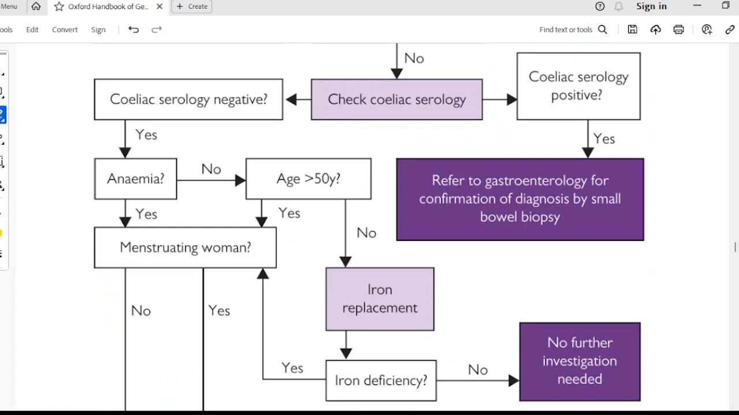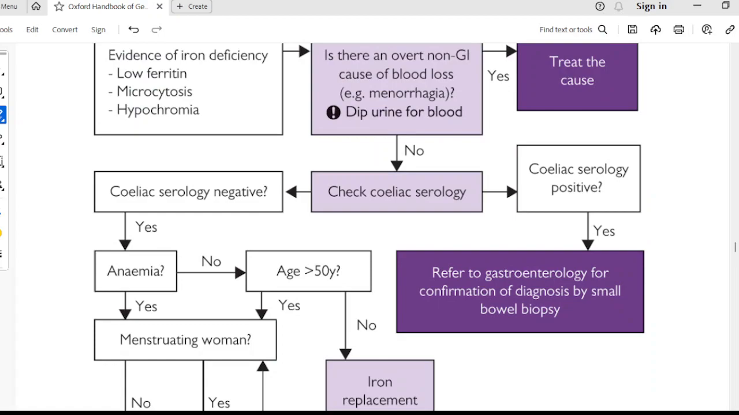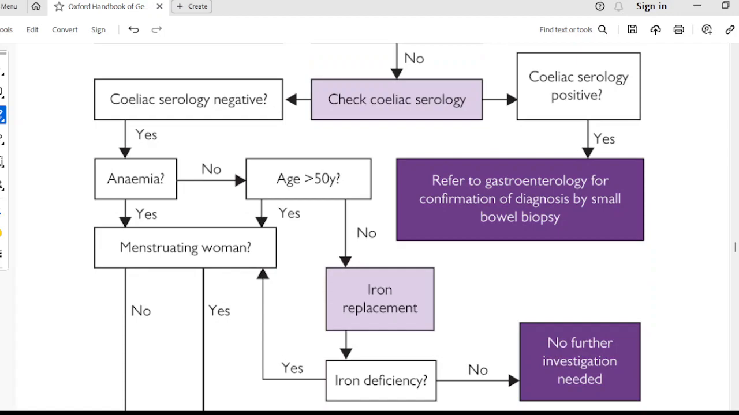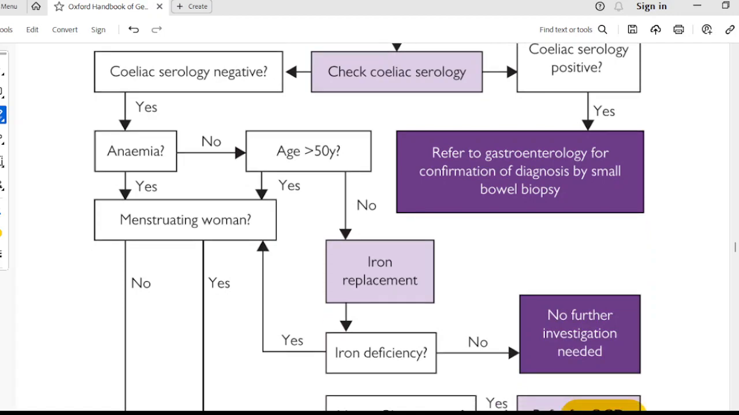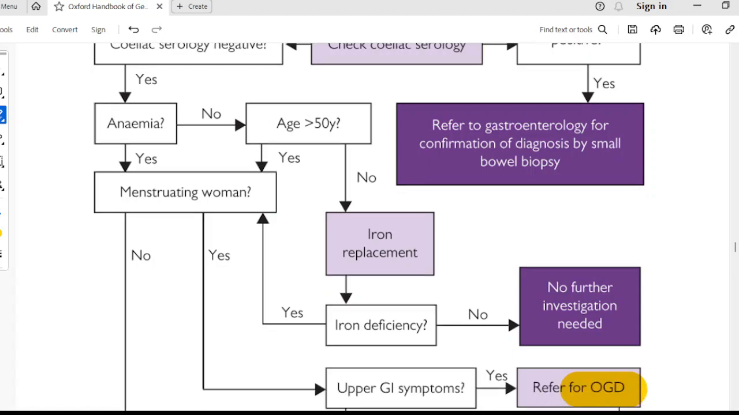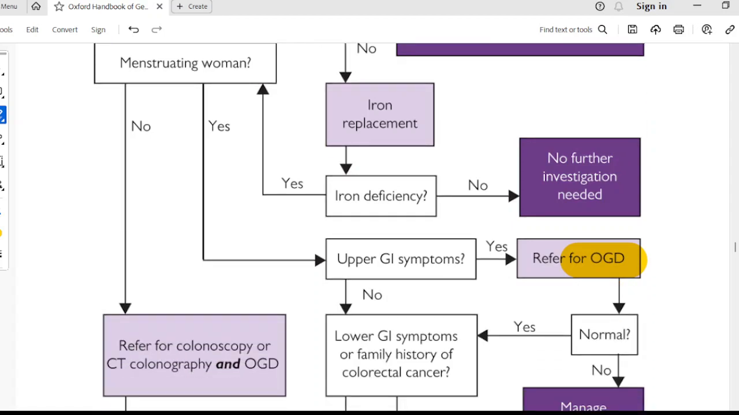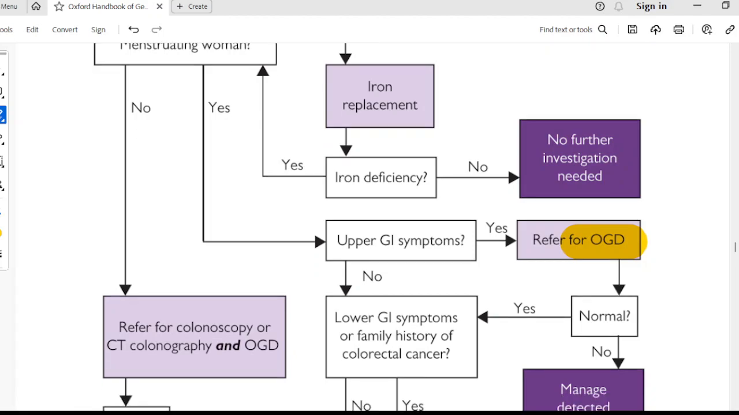So in this case, again, if anemia is present and there is evidence of iron deficiency anemia, that is low ferritin, microcytosis, hypochromia, and there is no overt blood loss, no dipstick blood loss, no hematuria, and celiac serology is negative, then if anemia is present and age is more than 50 years, yes, if it's a menstruating woman, then again follow the same flow chart. If no, if the woman is not menstruating, then refer for colonoscopy or CT colonography, and esophageal gastroduodenoscopy.